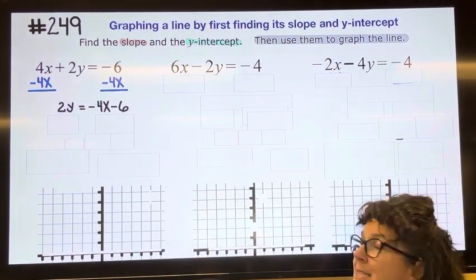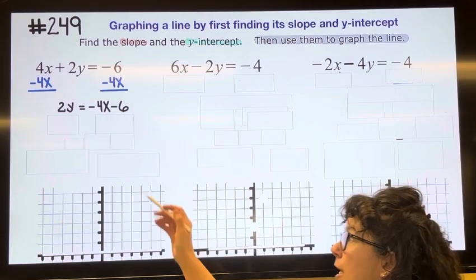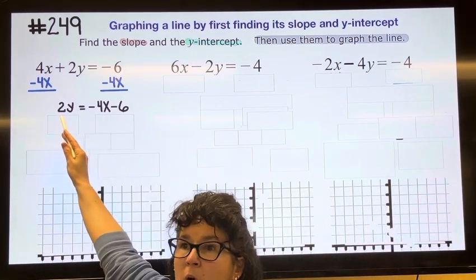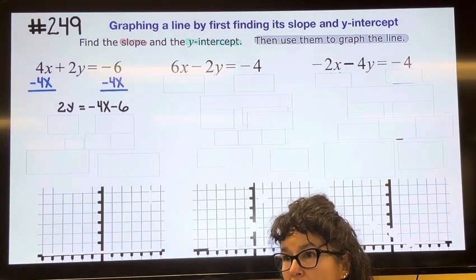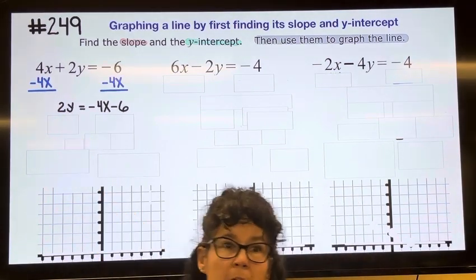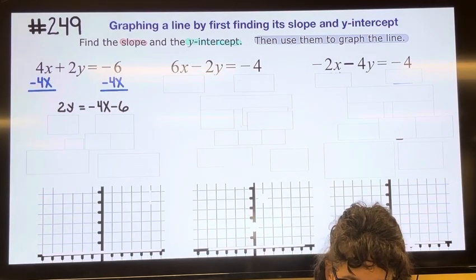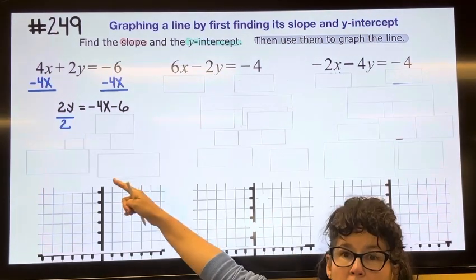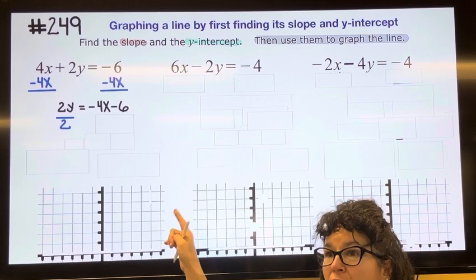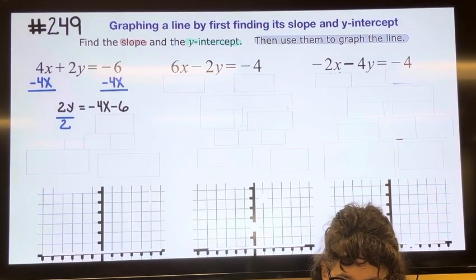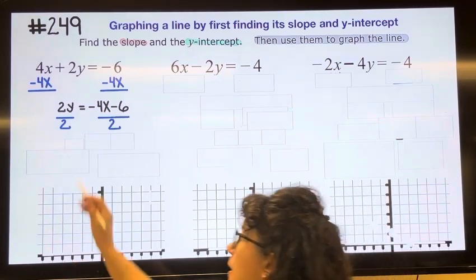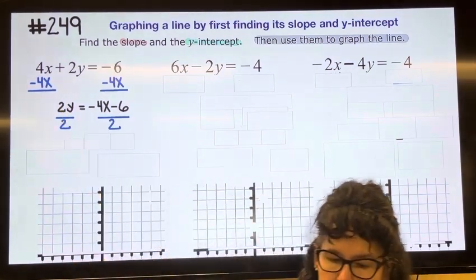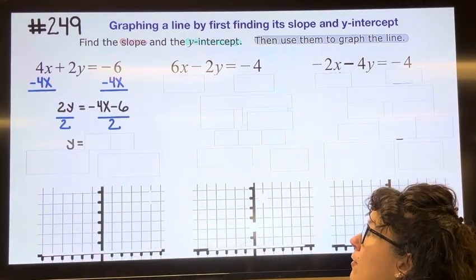Okay, the last step is to get rid of the number in front of the y. And when a number and a letter are side by side, that's multiplication. So to get rid of multiply by 2, I'm going to divide by 2. What I do to one side, I do to the entire other side. So I'm dividing the entire other side by 2. Now this 2 got rid of that 2, so y is now by itself.